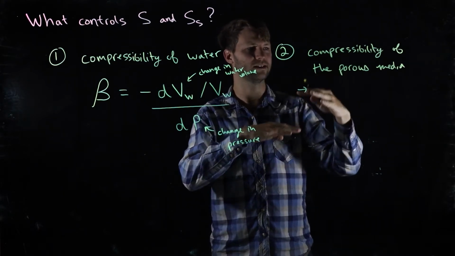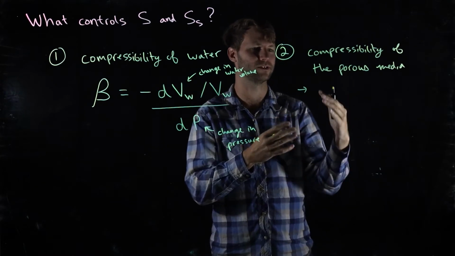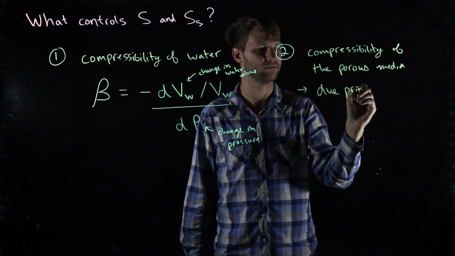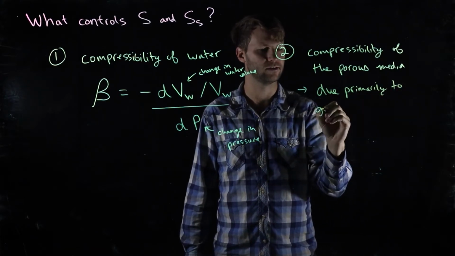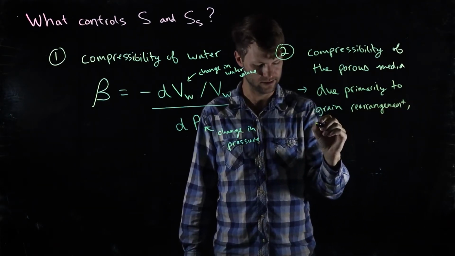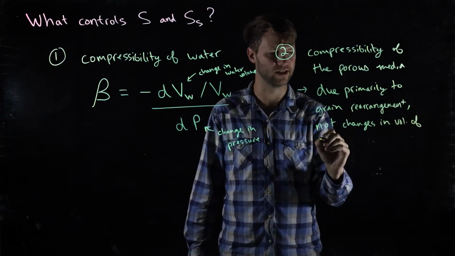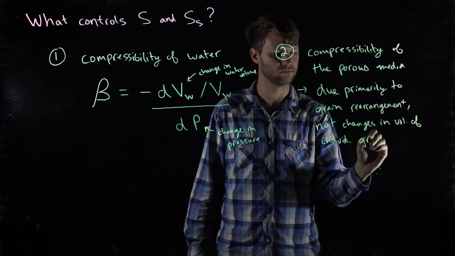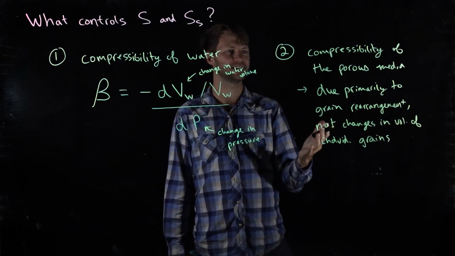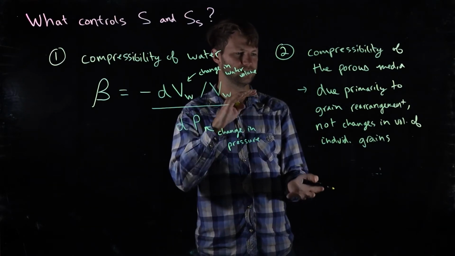The reason that the porous media is expanding and contracting is because the individual grains are realigning, and so the skeleton of the aquifer is rearranging in a way that causes it to shrink or to swell. So this is due primarily to grain rearrangement, and not changes in the volume of an individual grain or of individual grains. And to think about this, we need to ask, what is the stress that's causing the rock matrix, or the grains that make up a sedimentary aquifer, to rearrange?